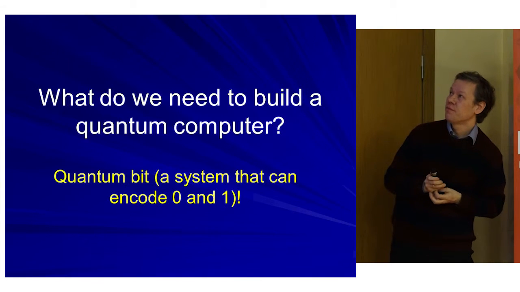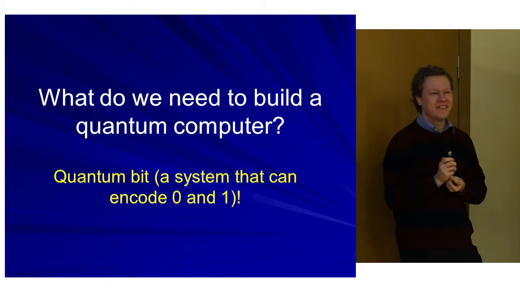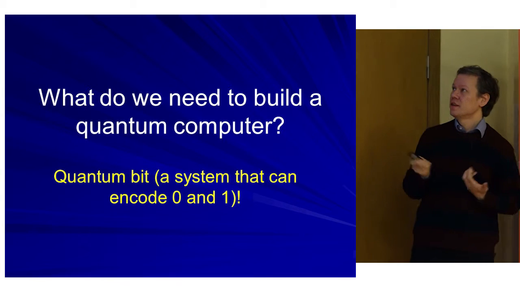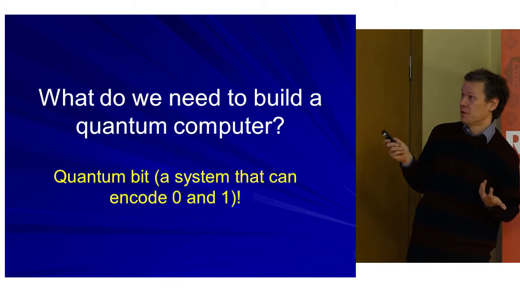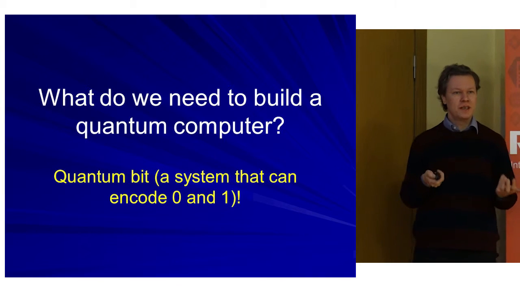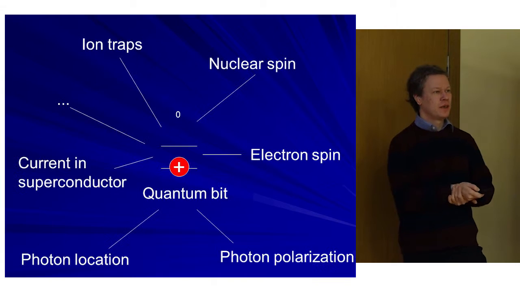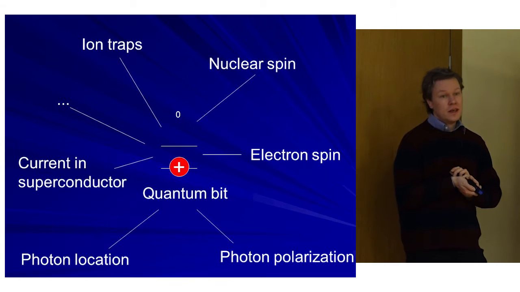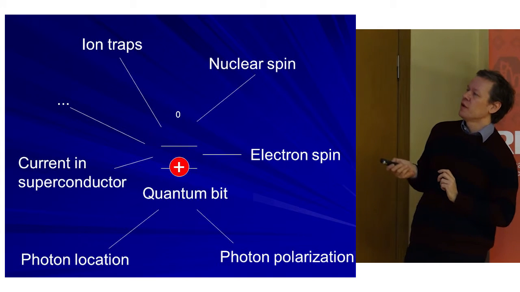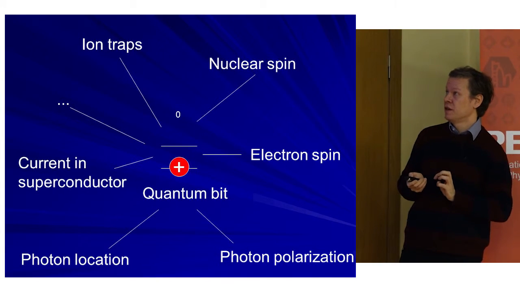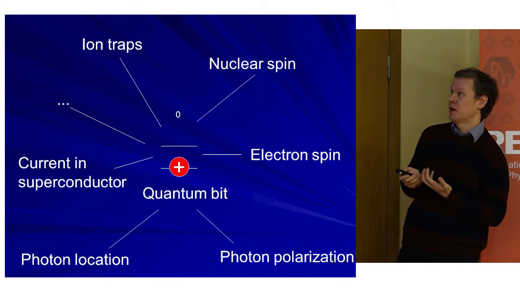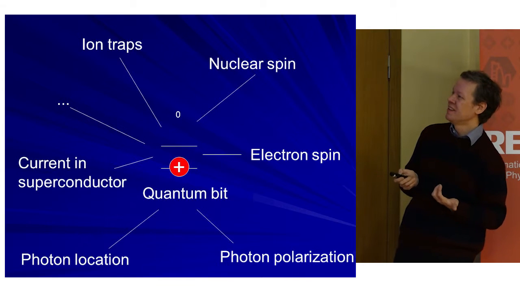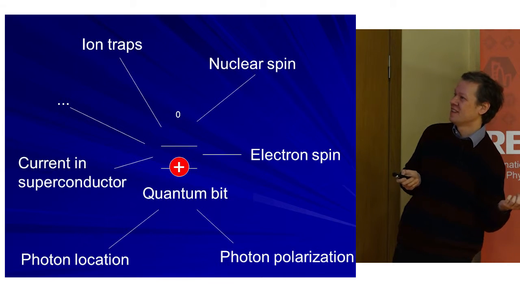Okay, and now, in conclusion, let me tell you about the current state of the art in building a quantum computer. So what do we need to build a quantum computer? Well, we need quantum bits, which are systems that can encode information, systems that can encode zeros or ones. And there are many different ways we can encode a quantum bit. We can encode a quantum bit by an ion trapped in an ion trap. We can encode it by nuclear spin. We can encode it by an electron spin, and so on.